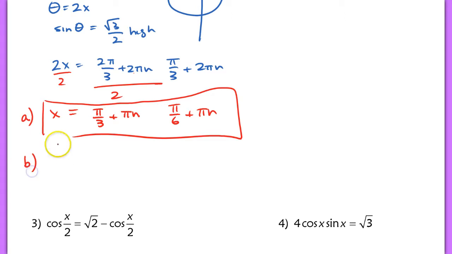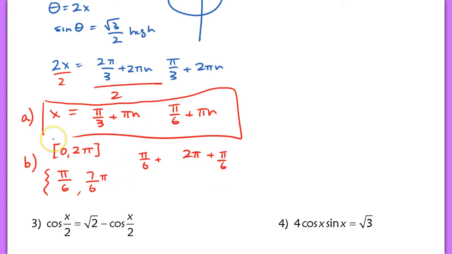Now for part B, we want to restrict those solutions to those that fall between 0 and 2 pi. So let's start here with pi over 6. Now pi over 6 definitely falls between 0 and 2 pi. So if I want to write a solution set, I'm just going to write it in set notation. Let's add multiples of pi now to that. So if n is equal to 1, then I have pi over 6 plus 6 pi over 6, which leaves me with 7/6 pi. Now if I want to add another multiple, so plus 2 pi, clearly you can see that 2 pi plus pi over 6 will not fall within the interval 0 to 2 pi, right? It's over 2 pi. So we can't continue to add multiples of pi over 6.